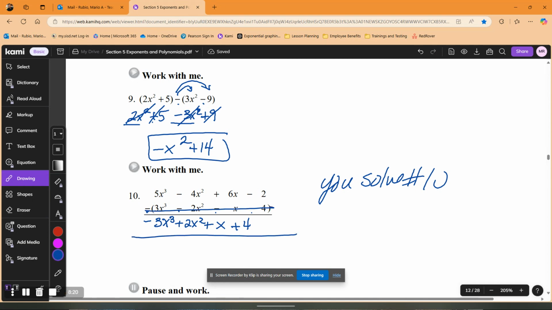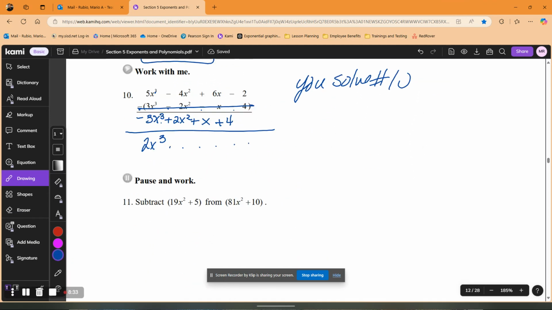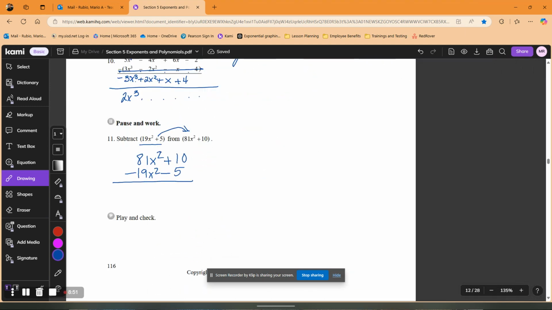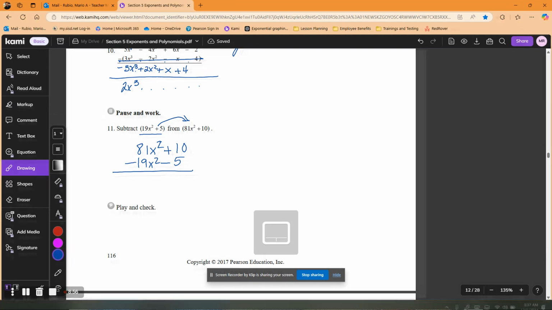So now what we're going to add is 5x squared minus 5x cubed minus 3x cubed. Okay, you guys fill in the rest of the blanks. And do the same. Subtract 19x squared from, so when you're subtracting this from this, we've got to write this first. Minus 5. And you guys finish the work on that and solve it on your own. Okay, if y'all have questions, let me know.